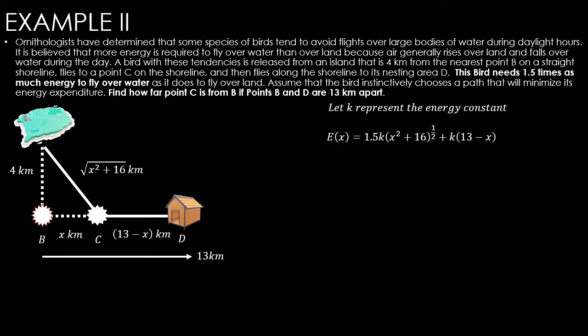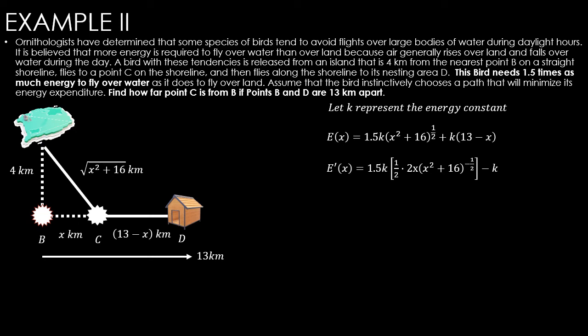So what do we need to do with this energy function? We need to minimize it. In other words, optimize it. So optimization, again, involves 3 different steps. First, we need to take the derivative. Taking this derivative involves 2 different rules, power rule and also the chain rule.